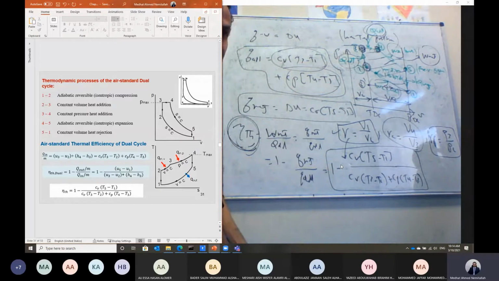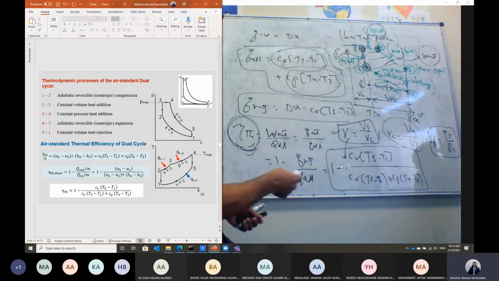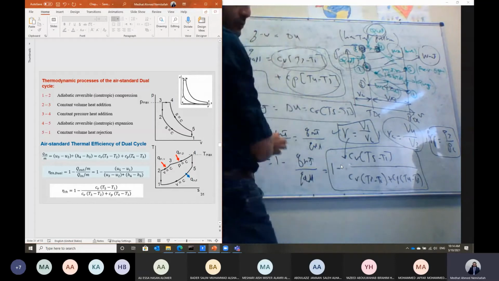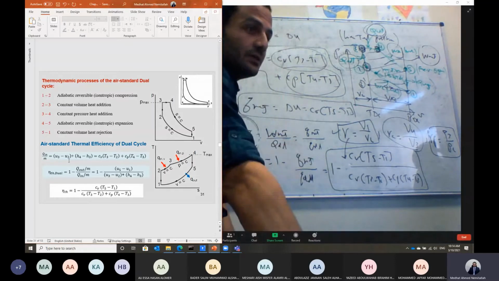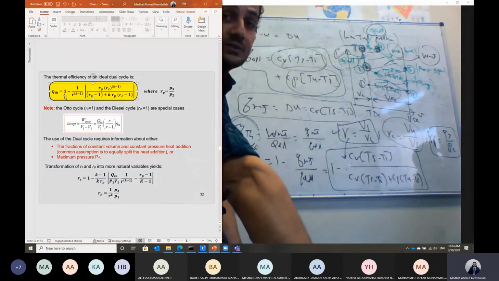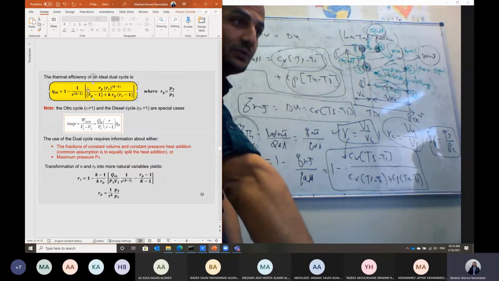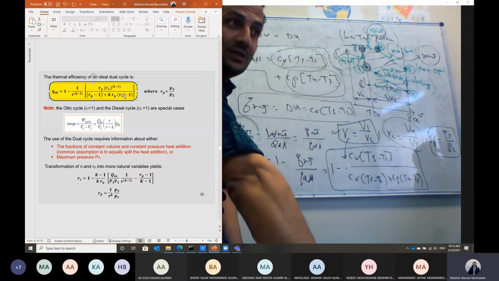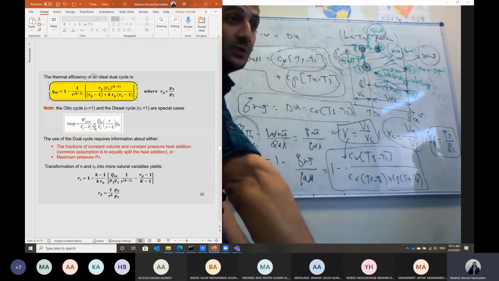Like what we have done last time, the temperature relations, you can just do it, and that should be an assignment for you. If you do this, you can obtain this expression for the thermal efficiency of the dual cycle. It will be 1 minus 1 over r to the power k minus 1. Without the term between the brackets here, that should be the Otto cycle. But here, with the term between the brackets, that is actually the representation of the dual cycle.